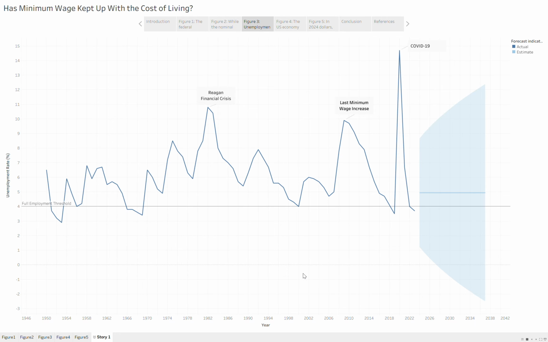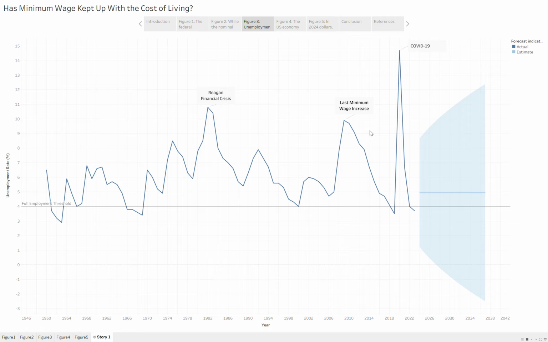So this graph shows the unemployment rate over the same period of time. You'll notice that there are three major spikes in recent history. We've got the financial crisis in 1982, the 2009 housing crisis, which was also the last time minimum wage increased, and COVID.